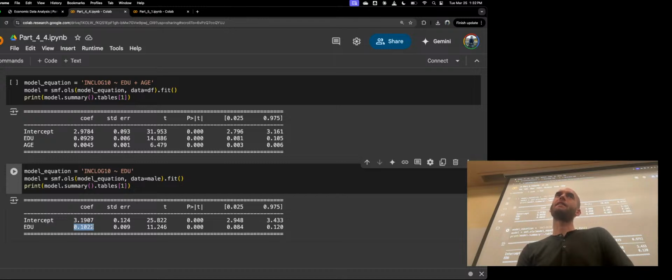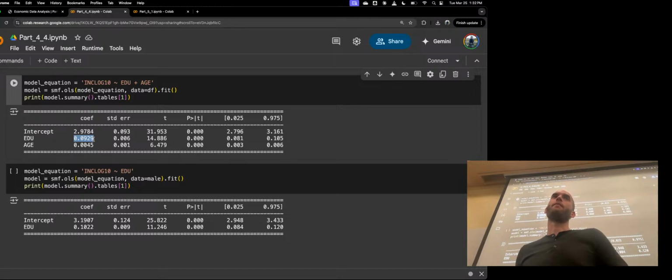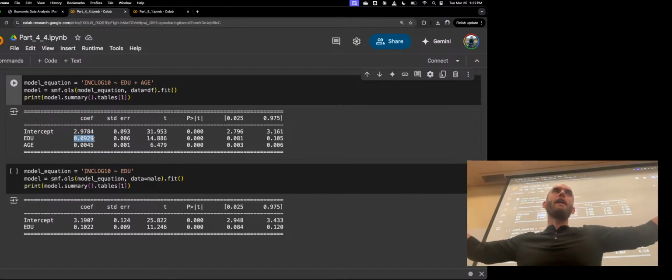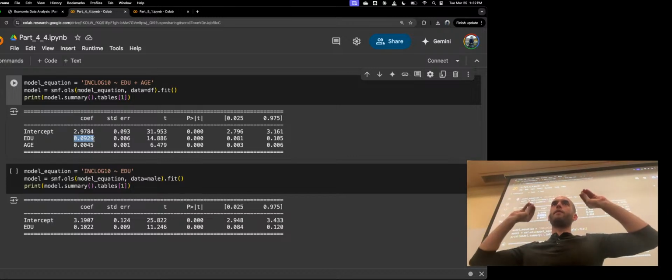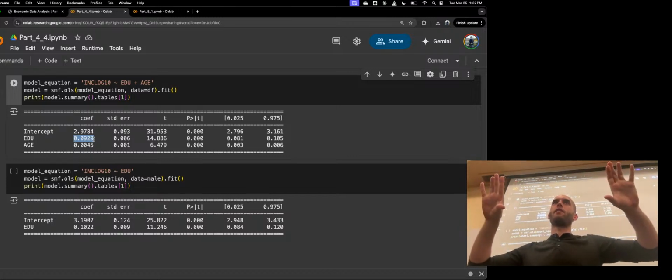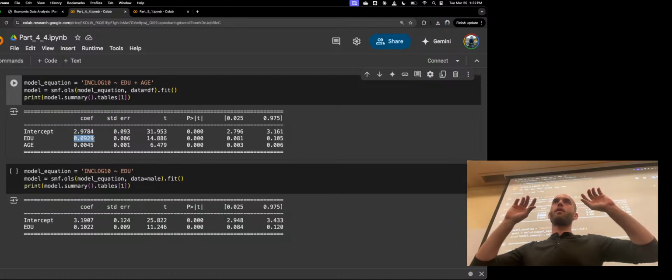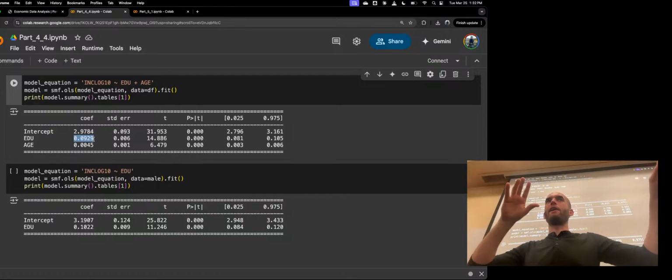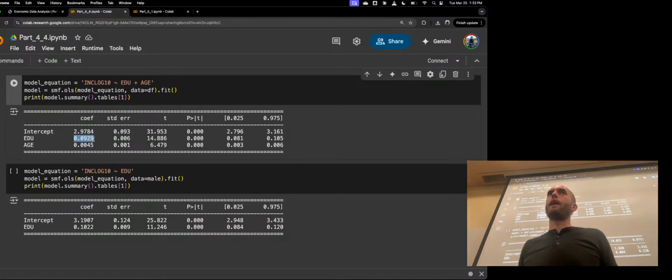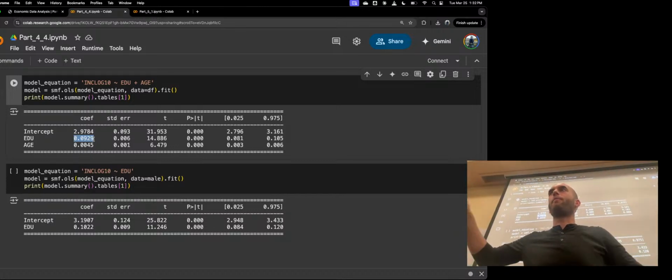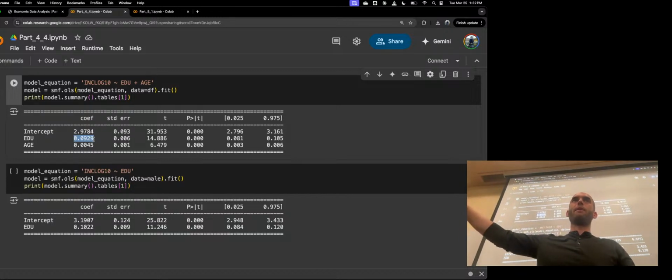Well, in this case, I would say controlling for age is the better model. We're saying, holding age constant, so we compare two people with the same age but different education, we have higher income with the person with higher education. Education is associated with higher income, even after we control for the possibility of age impacting your income. So I would say this is the better model.